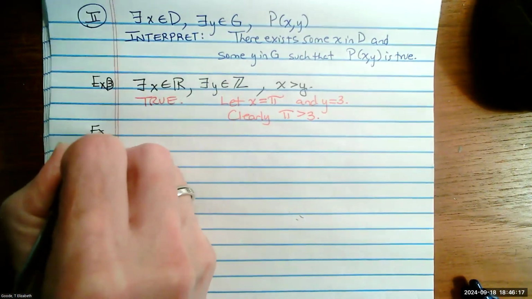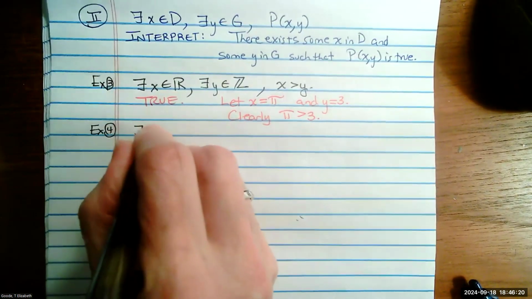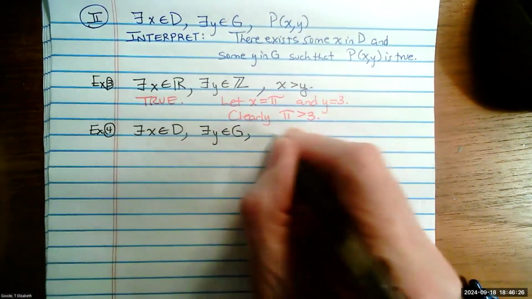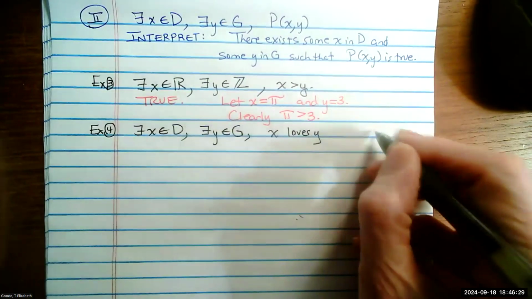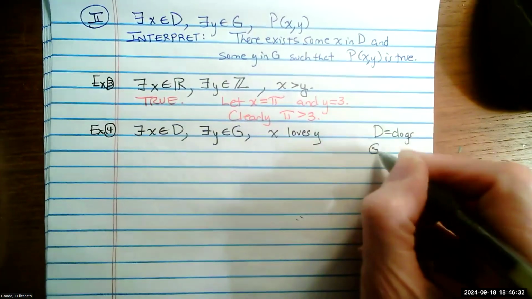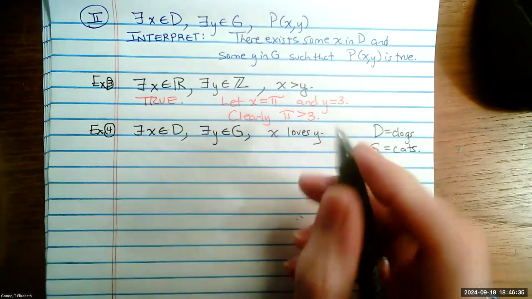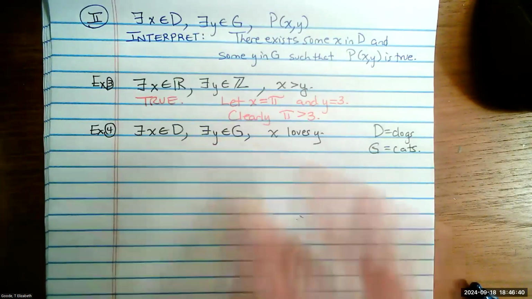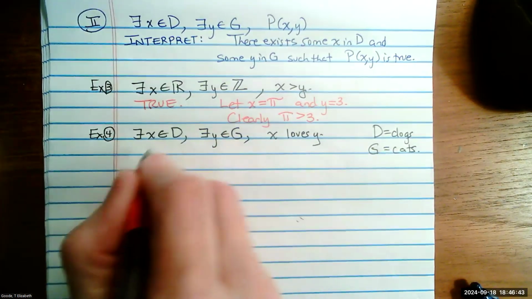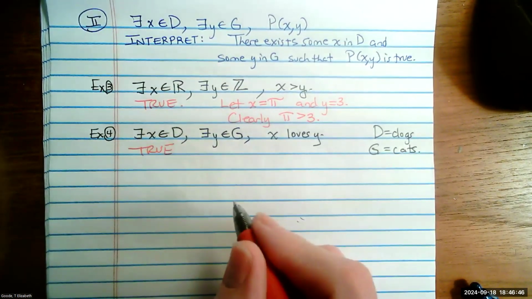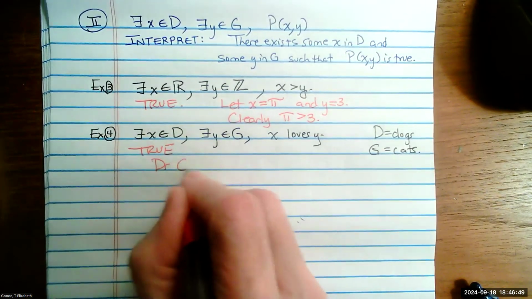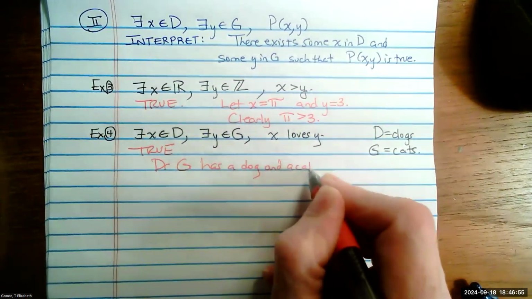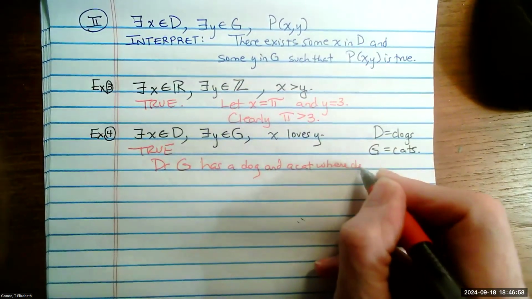Let's go back to our silly little example with dogs and cats. There exists an X in D, and there exists a Y in G, such that X loves Y. So here D is dogs and G is cats. So for this to be true, there just has to be one dog in the world and one cat in the world where the dog loves the cat. And I can tell you right now, this is true. I have a dog and a cat, and my dog loves my cat. So I'm just going to say my justification is Dr. G has a dog and a cat where the dog loves the cat.